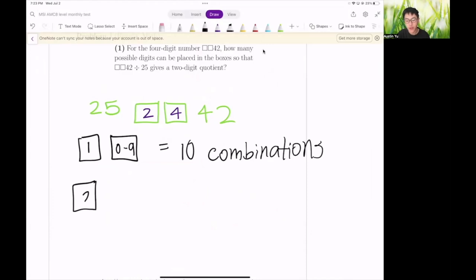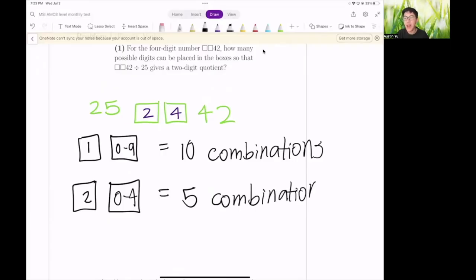And we know that for 2, it can only go up to 4, which means that if it starts with 2, then there's only 5 combinations. Which means that there's 15 possible four-digit numbers for this problem. 15 possible.